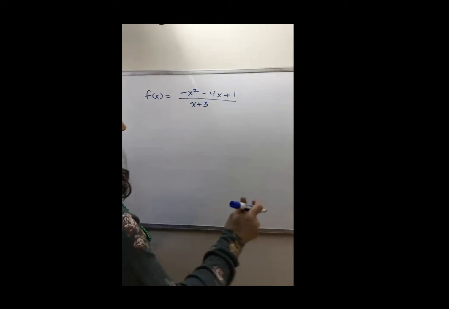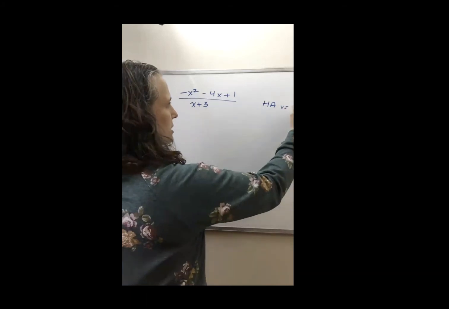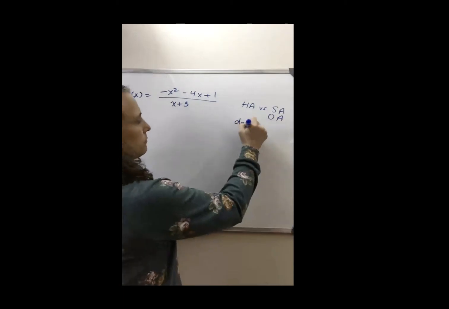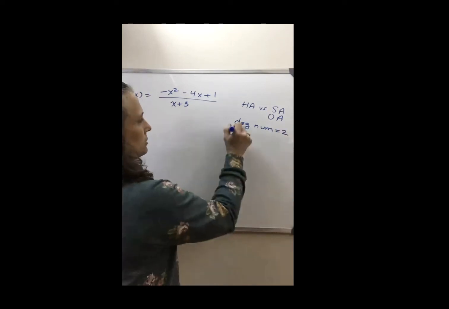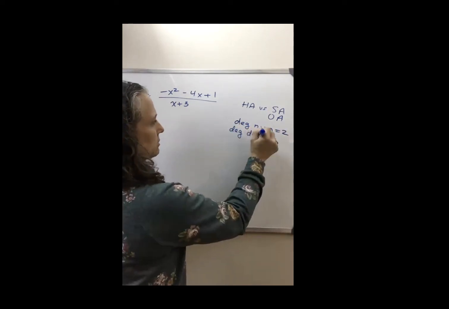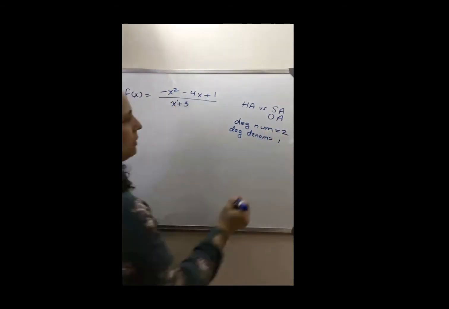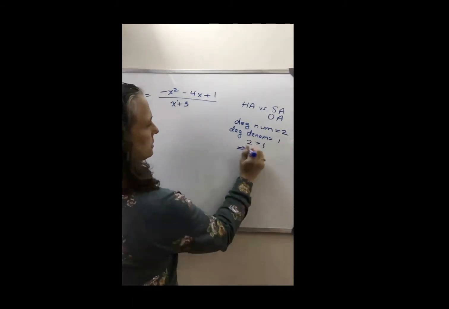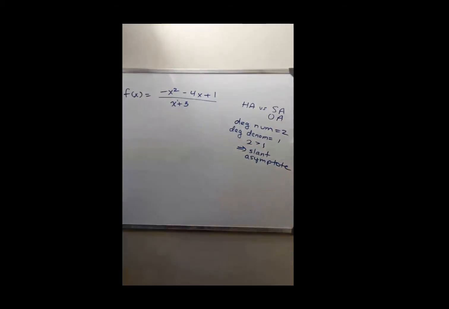So when we care about horizontal asymptotes versus slant asymptotes or oblique asymptotes, we care about the degree of the numerator. The degree of the numerator is 2, and the degree of the denominator is 1, because there's an implied 1 right here. And 2 is bigger than 1, and so that tells me that I'm going to have a slant asymptote. And of course, that's the feature that's different in this problem versus the other problems that you've been doing. So that's the feature I want to focus in on.